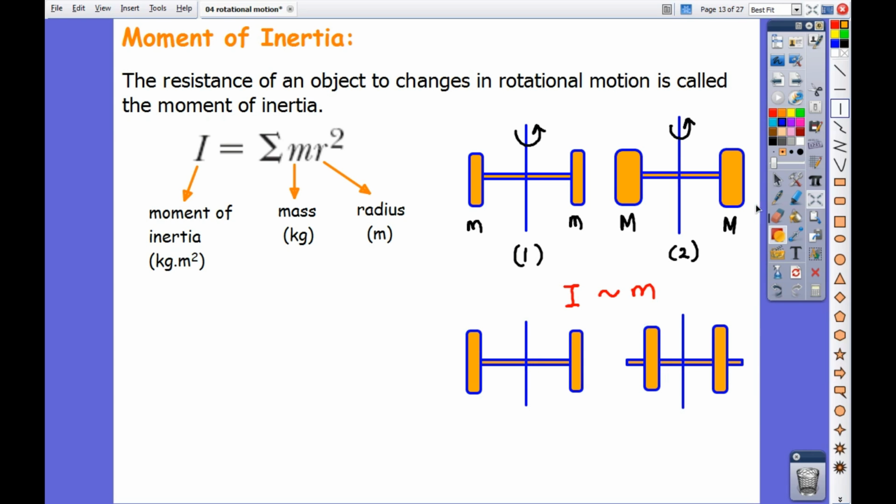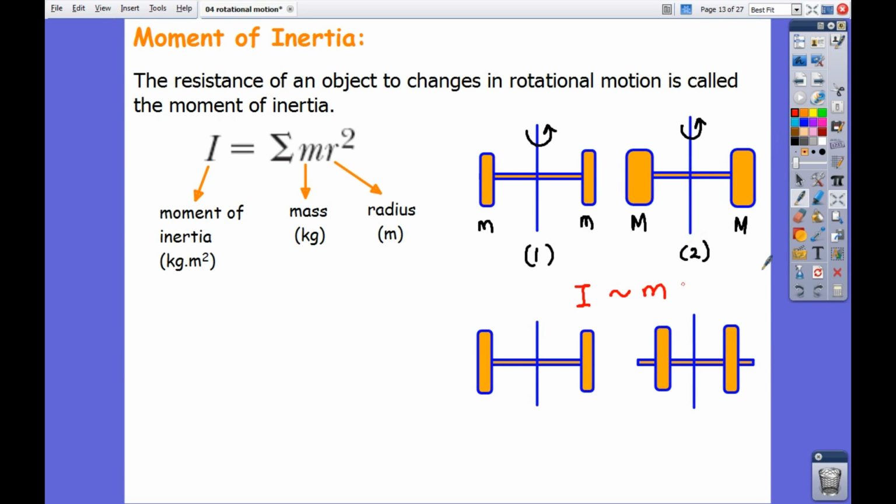The question stays the same. If you are asked to rotate the first and second object, which one is harder to rotate? Yeah, the answer is number 1. Why? Because it has a bigger distance to the mass. While the second one is easier to rotate.